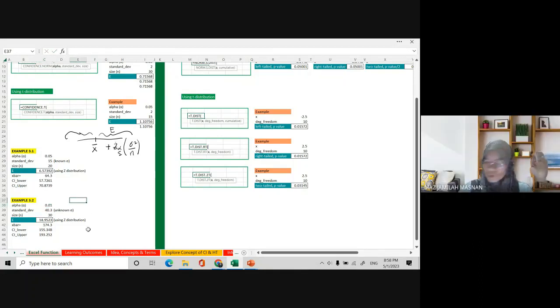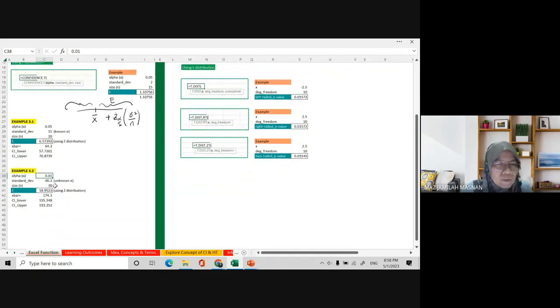Okay, so 0.01. See, once you have changed it to the correct one, Excel is very easy, but you have to be very careful that all the information you use is correct. So once I have corrected my alpha, all my calculations are correct. If you look at your textbook on page 94, the lower CI is 155.35 and the upper CI is 193.25. Easy, right?